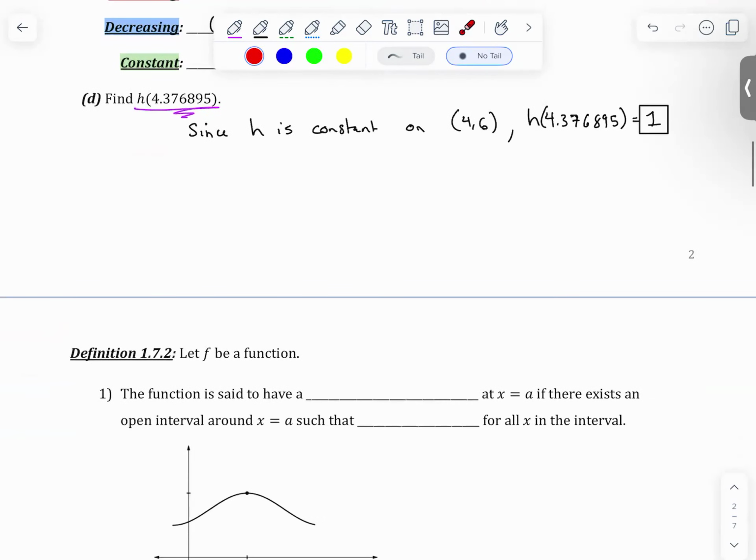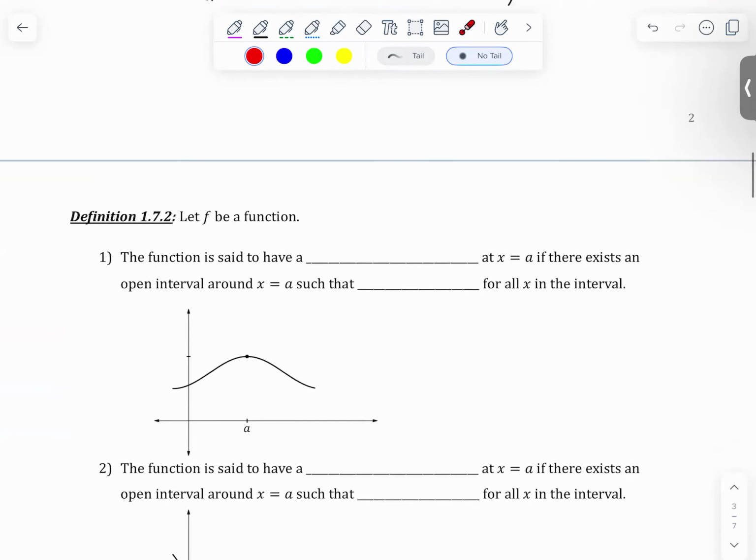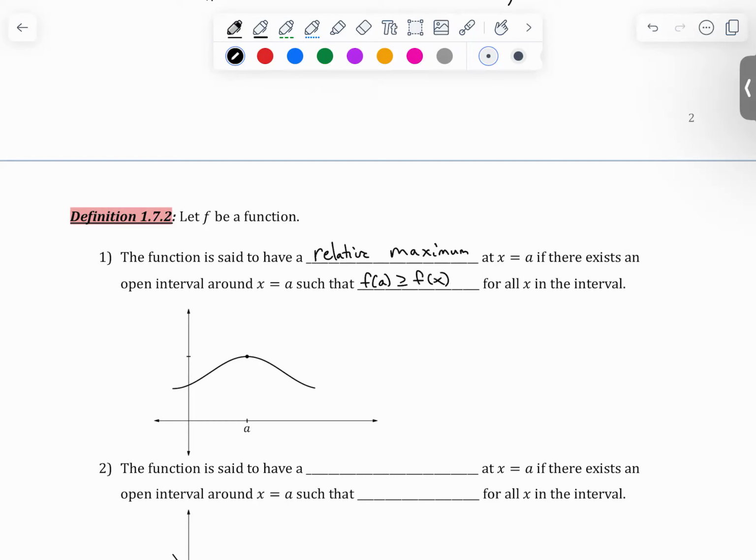Next, on to the other subsection of properties of functions. Definition 1.7.2 says let f be a function. Then the function is said to have a relative maximum at x equals a if there exists at least one open interval around x equals a such that f of a is greater than or equal to f of x for all x inside the interval.